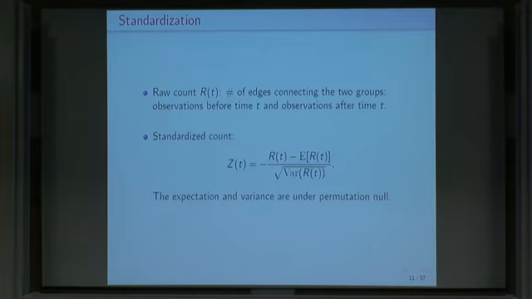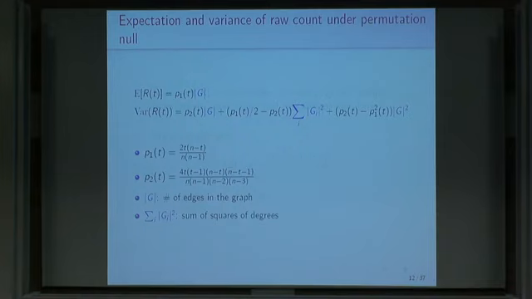That is, if the null is true, that there is no change point, and if we permute the order of the observations, then we'd expect it to have the same distribution. So basically, we do this permutation, and we get the permutation distribution of this raw count under permutation, and we calculate the expectation and variance. And it turns out that we can express that analytically, and they're exact.